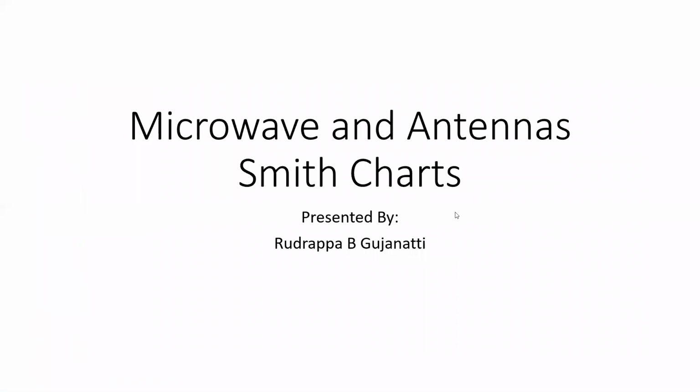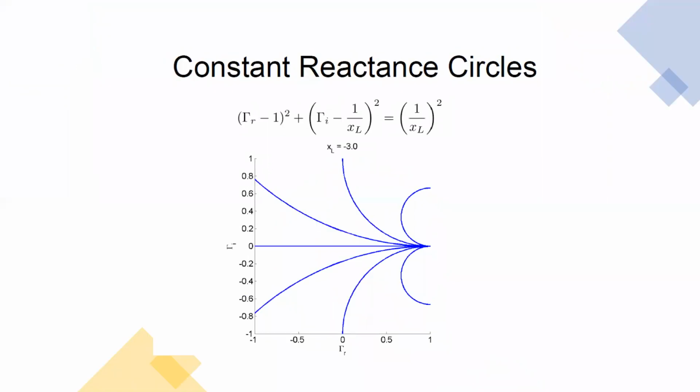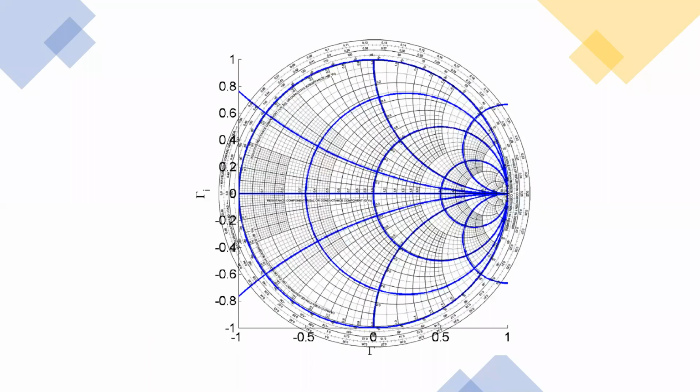In the previous session, we were discussing Smith charts, in which we saw what is meant by constant resistance circles and how it is shown on the Smith chart. Then we saw the constant reactance circles, and when we combine the constant resistance and constant reactance circles, we get what is known as the Smith chart.